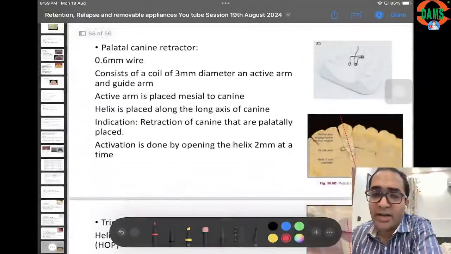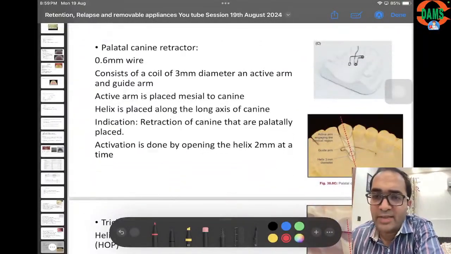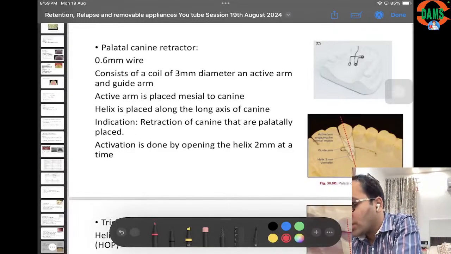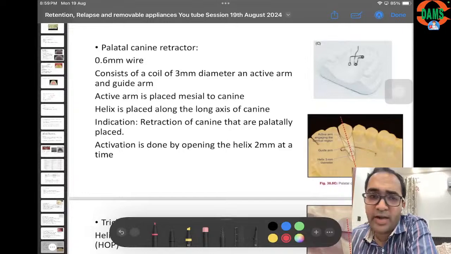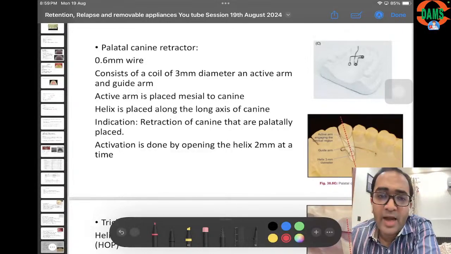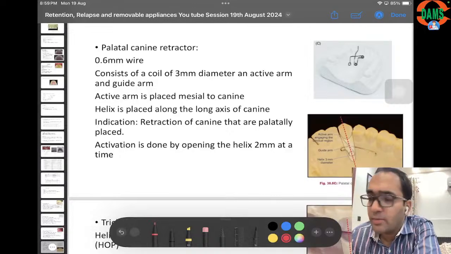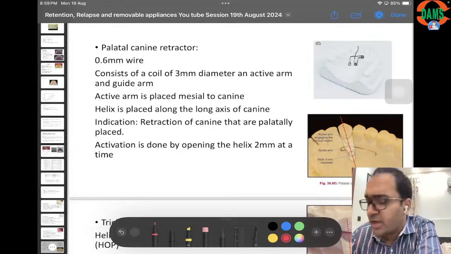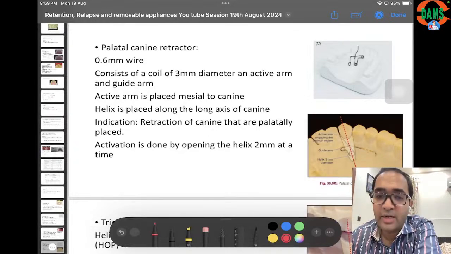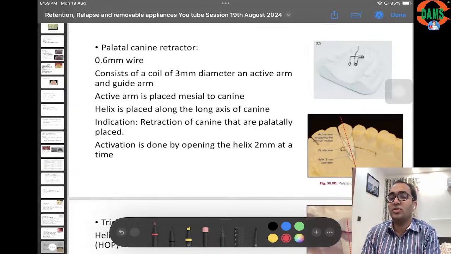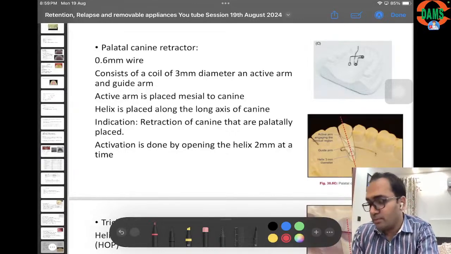Next is the palatal canine retractor. It's made of 0.6 mm diameter wire. It's generally enclosed in an acrylic box on the palatal surface. It consists of a 3 mm diameter helix of active wire. The active arm is placed mesial to the canine and the helix is placed along the long axis of the canine. It is indicated in the retraction of canines that are palatally placed, and the activation is done by opening the helix 2 mm at a time.